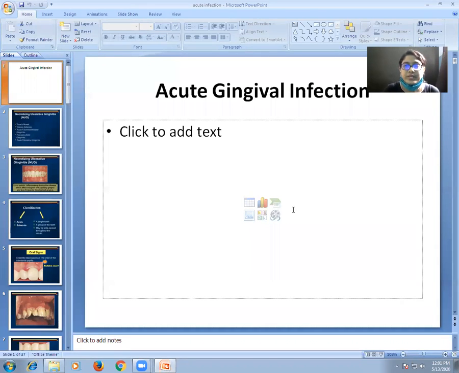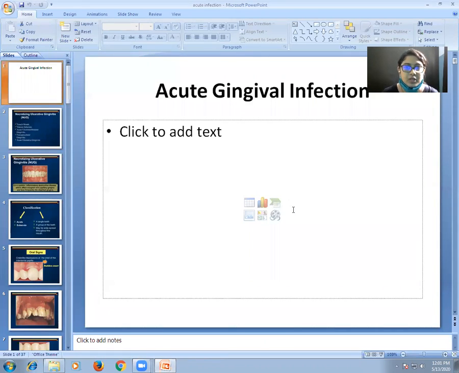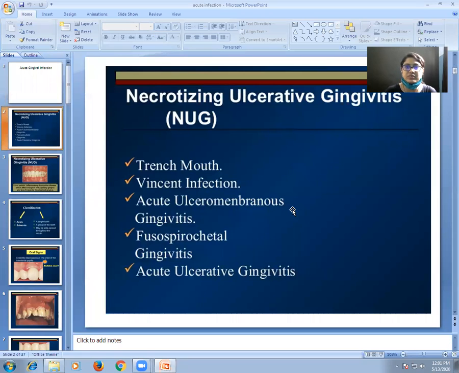Let's start. Today's topic is the acute gingival infection. Normally, gingivitis is the inflammation of the gingiva. We are going to discuss the various acute gingival infections, of which first we are going to discuss necrotizing ulcerative gingivitis.